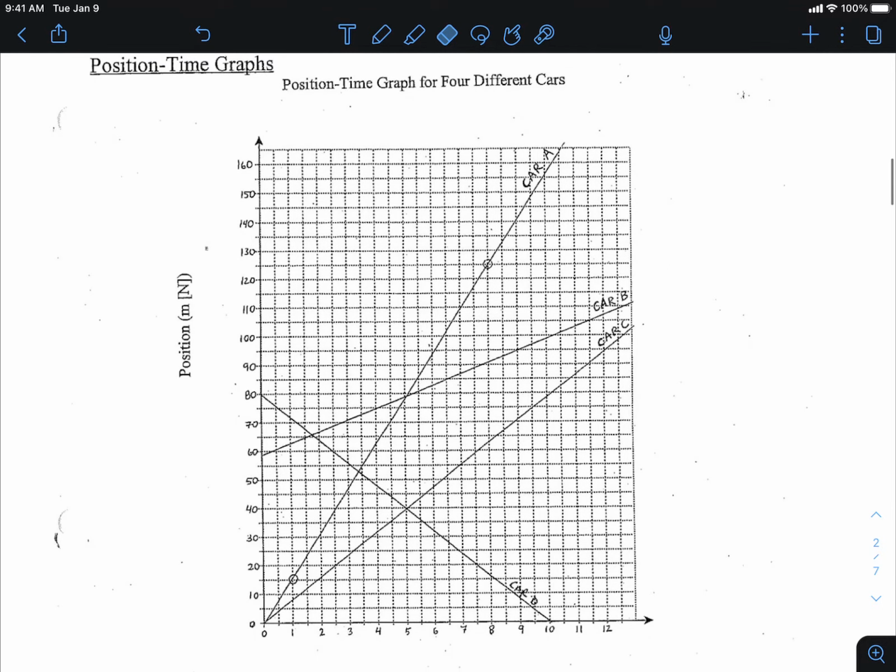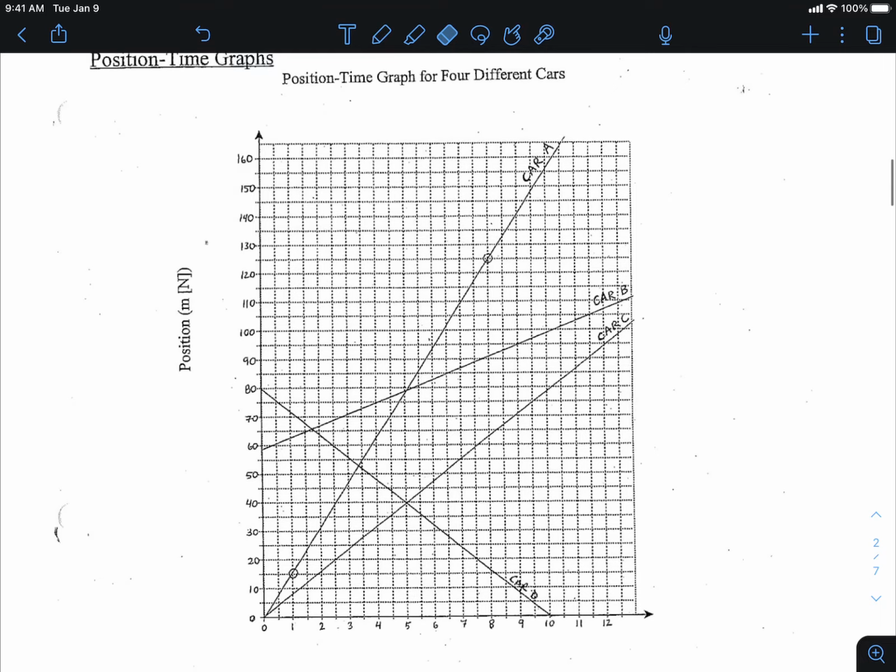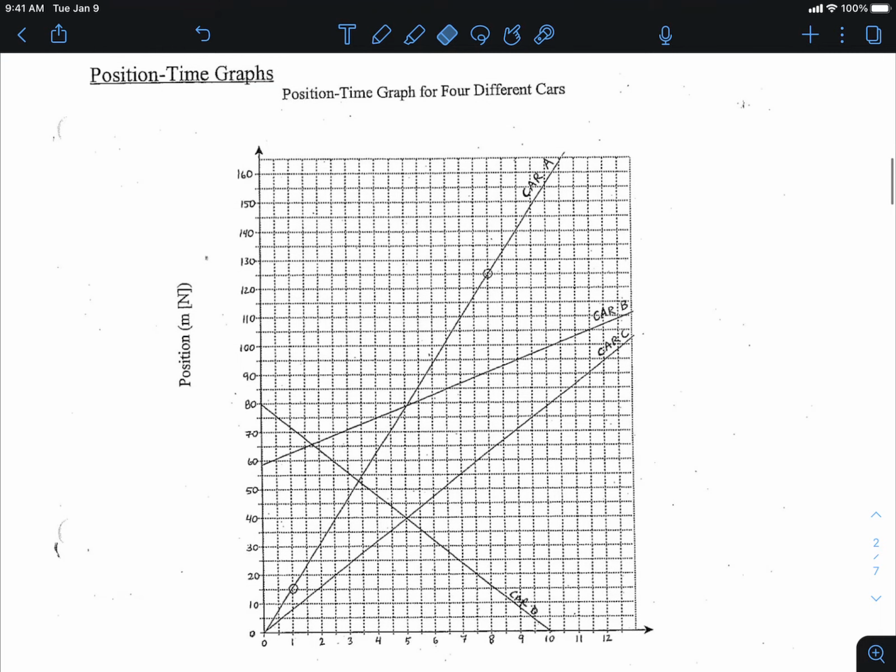So yesterday, I think we saw how some of these equations came to be, but we didn't really see on a graph how these things came to be. And so that's what we're going to do here. These are the graphs for 4 different vehicles: car A, car B, car C, and car D.